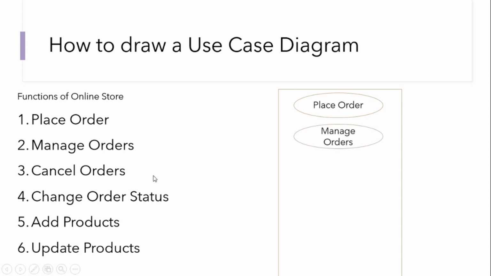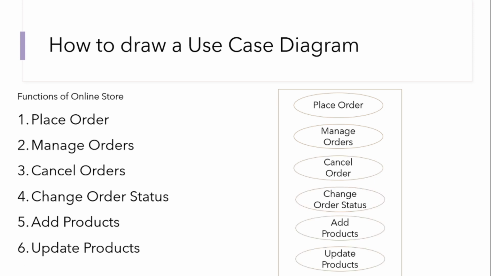So over here, the first function is placing order. You draw the oval shape, then you write place order in it. The second one is manage orders. So you draw the oval shape with manage orders in it. So that is what you do for the rest of the functions.